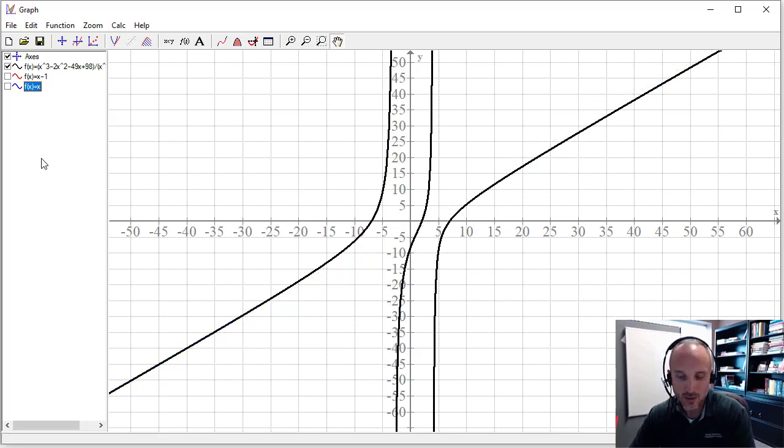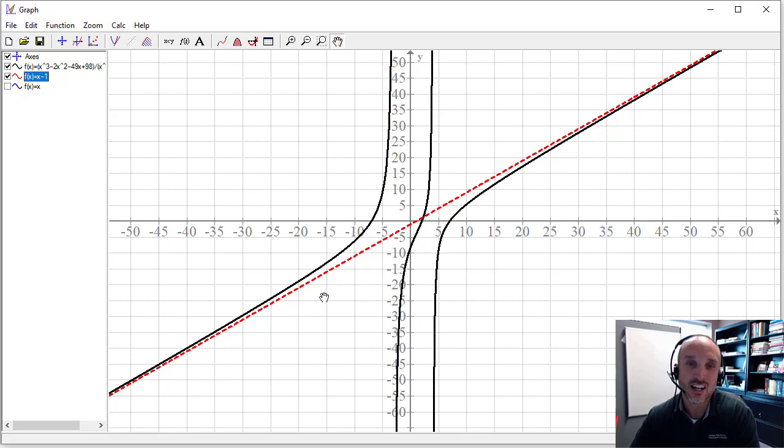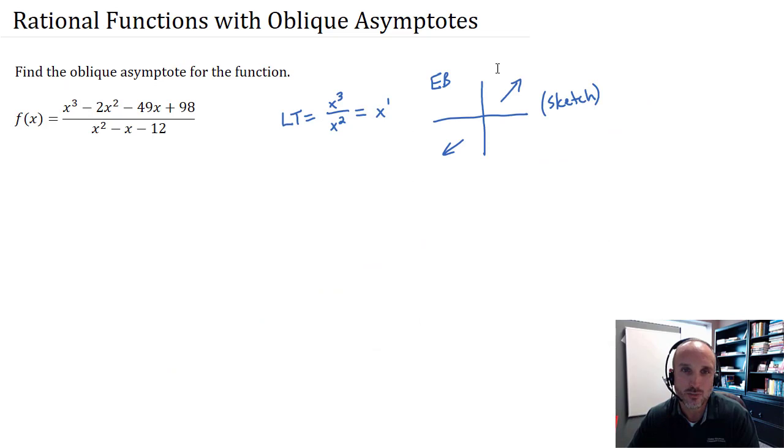What ends up happening is actually the oblique asymptote here is the line y equals x minus 1. We're going to solve that in a second, but I want to show you what it looks like. So this red line is what we call the oblique asymptote. It's the line that the curve gets infinitely close to on both ends, and sometimes we want a more precise definition of this end behavior rather than our approximation like y equals x.